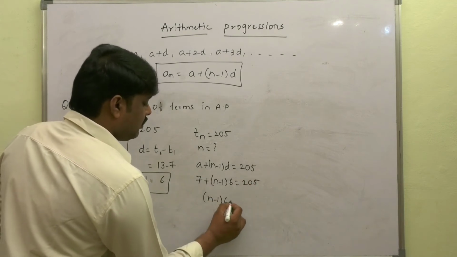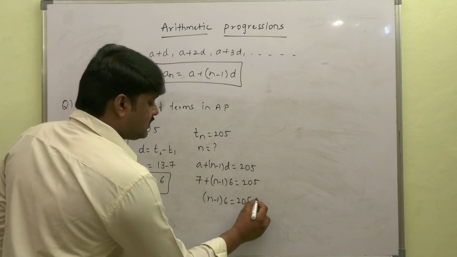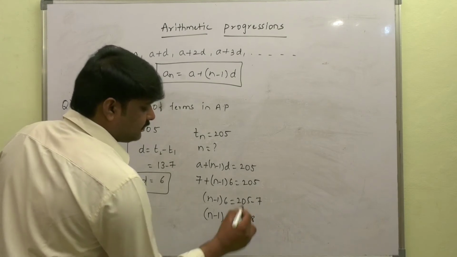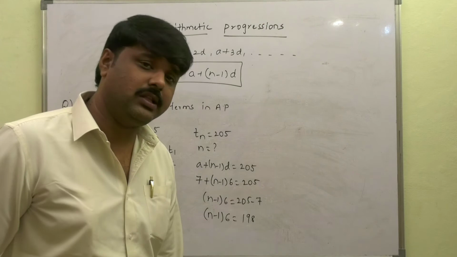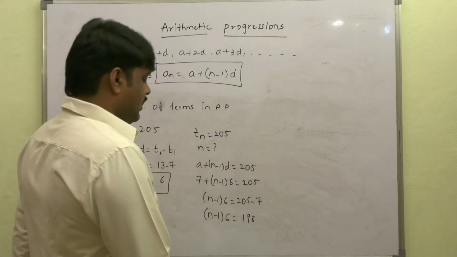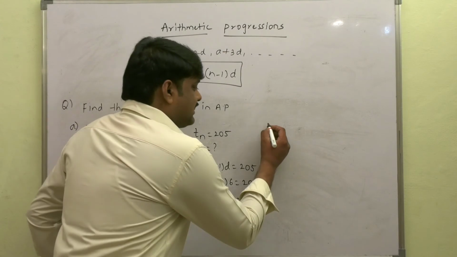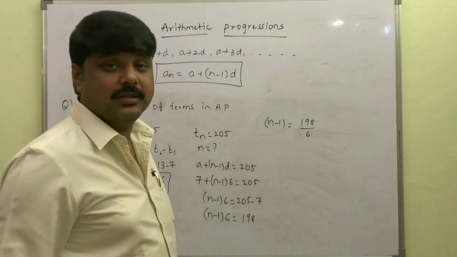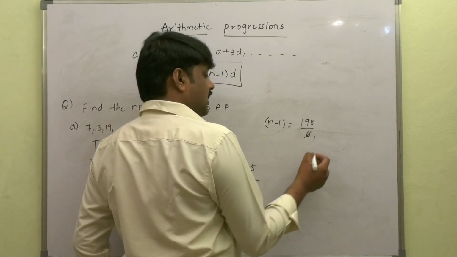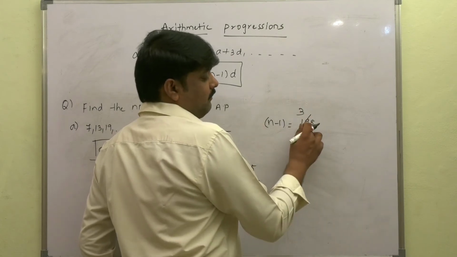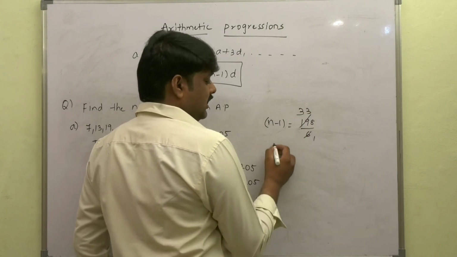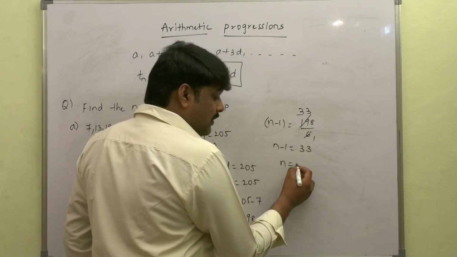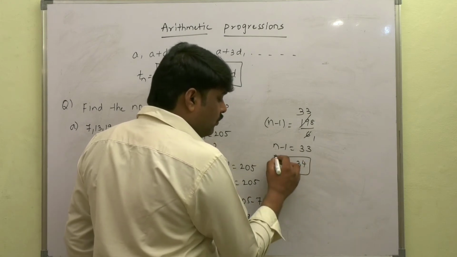N minus 1 into 6 equals to 205 minus 7. 205 minus 7 it is 198. అంతే కదా. 205లో నుంచి 5 తీసేద్దాం, 200, ఇంకో 2 తీసేద్దాం, 198. Let us send this 6 under multiplication to that side. Then we get n minus 1 equals to 198 by 6. ఇక 6 టేబుల్ చదువుదాం. 6 3 జార్ 18, 1 మిగులుతుంది, 18, 6 3 జార్ 18. n minus 1 equals to 33. n equals to 33 plus 1, 34.